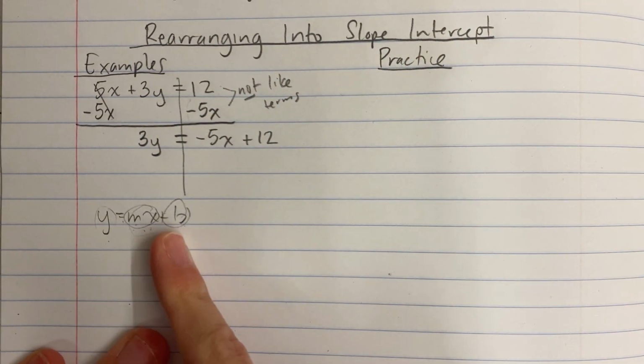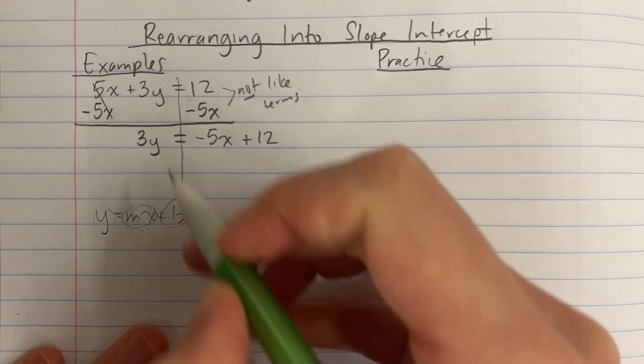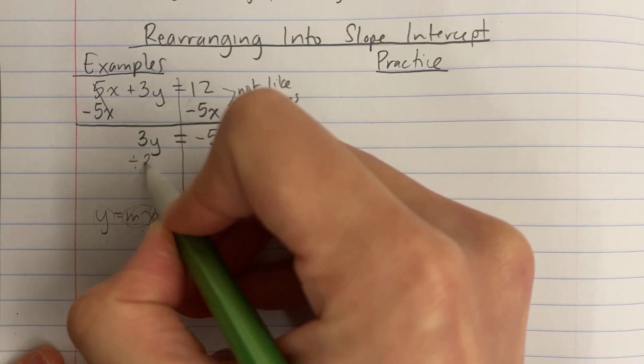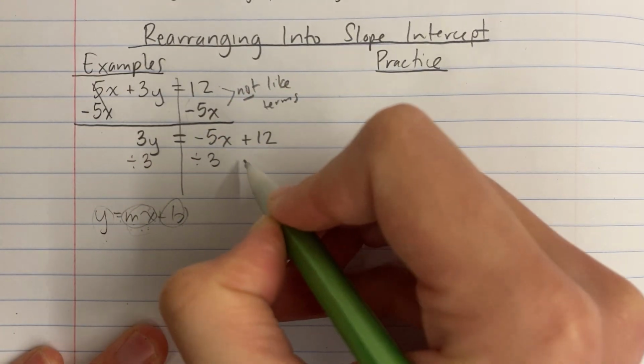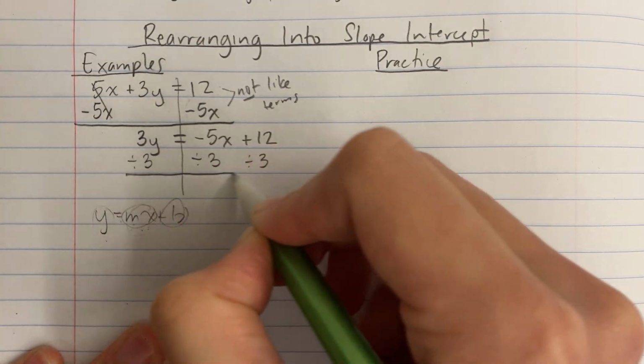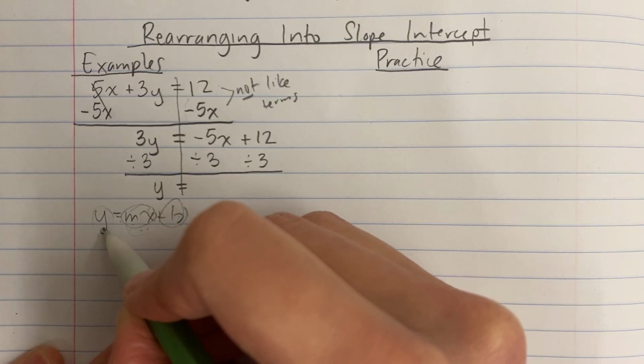Now, remember, I'm trying to make it look like this. Here, the y is by itself. Here, this y is being multiplied by 3. So what am I gonna do? I want y by itself. I'm gonna divide by 3. If I divide by 3 on the left side of the equation, I need to divide by 3 on the right side of the equation, of course. So I'm gonna write y equals, perfect, that's what I wanted.